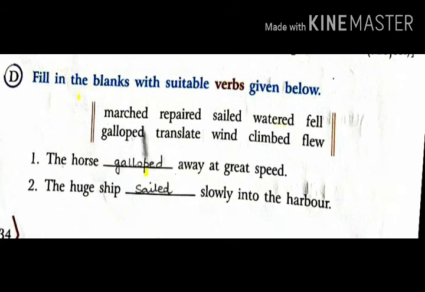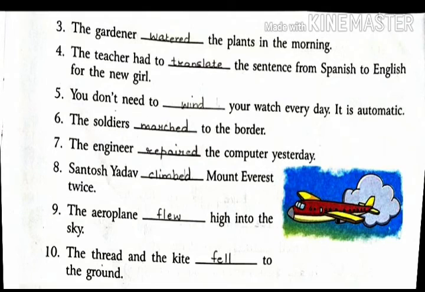Question D. Fill in the blanks with the suitable verb given below. So what we have to do? The verbs have been given in the box. We have to choose the correct one according to the sentence. For example, the horse (blank) away at great speed. Galloped is the right answer. Second, the huge ship (blank) slowly into the harbor. The right answer will be sailed. Likewise, all have been done for you.